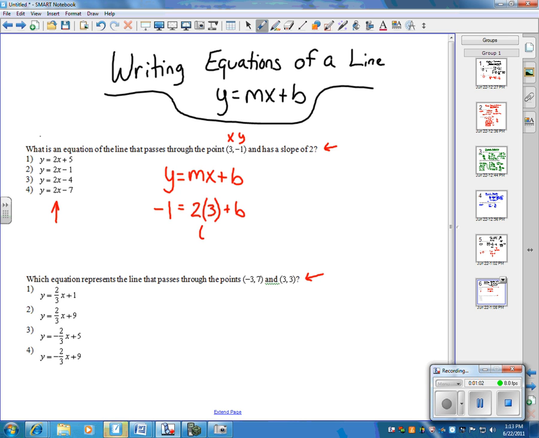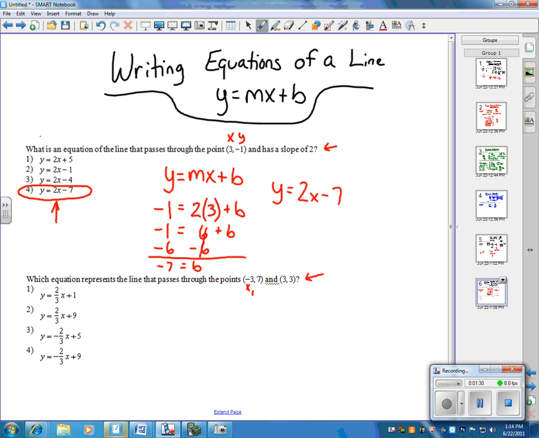So I'm going to multiply 2 and 3. Then I have -1 equals 6 plus b. Subtract 6 on both sides. And that means that -7 is going to be our answer for b. So our equation would be y equals 2x minus 7, which is number 4.